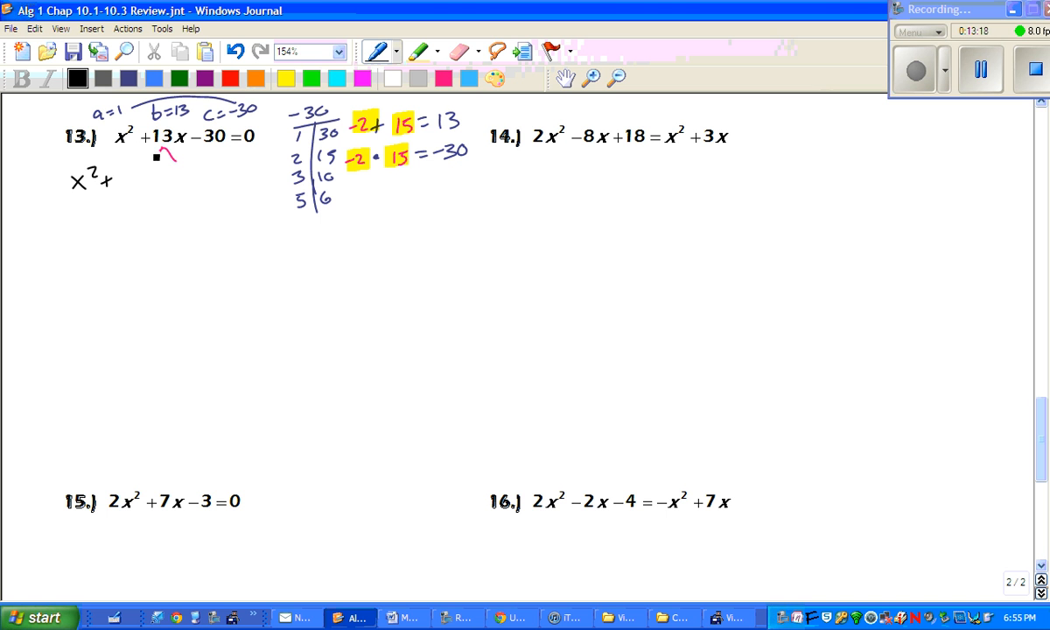So we split that up to x squared minus 2x plus 15x minus 30 equals 0. Factor out an x. Factor out a 5.